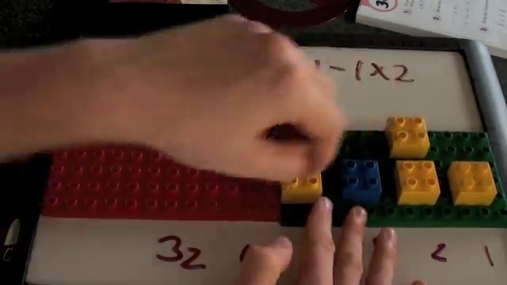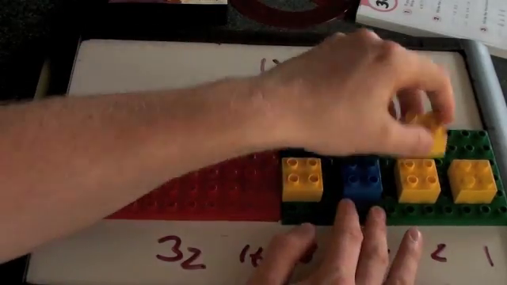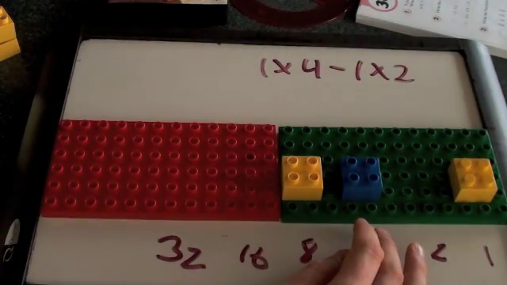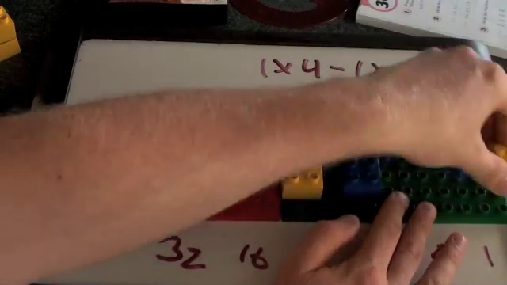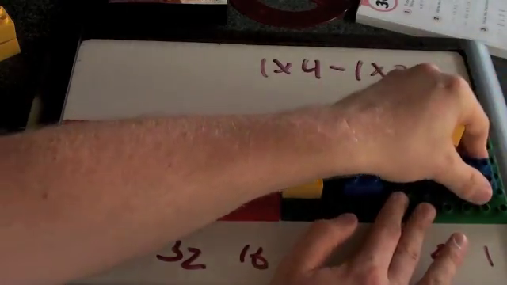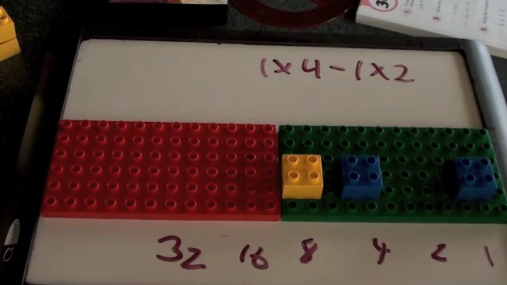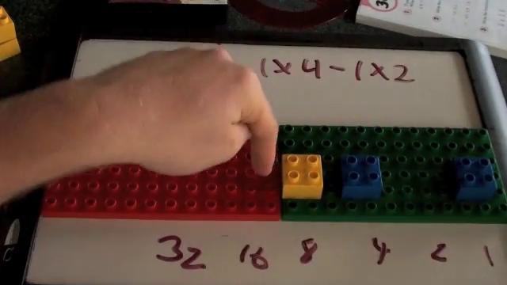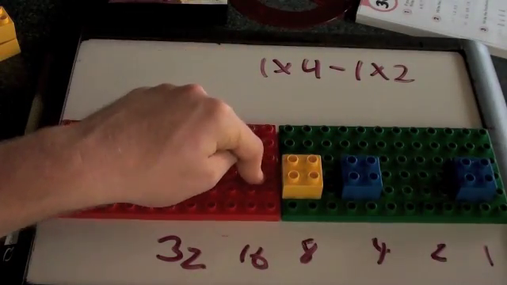Okay, 1 minus 1 is 0. And 0 minus 1 is just minus 1. So I need a blue block there. And I have 2 blue blocks. When we were adding, we always started on the right-hand side. When we're subtracting, we have to start on the left-hand side to get rid of the blue blocks.